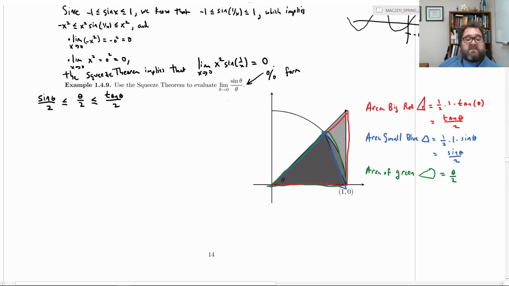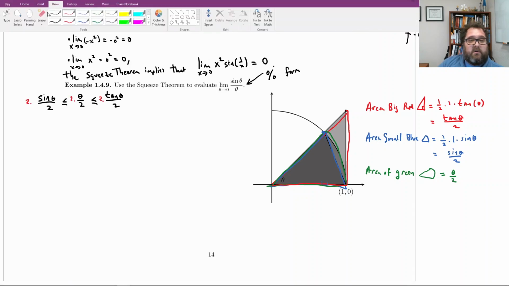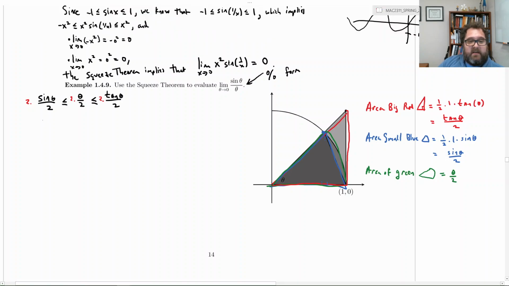First of all, notice that everything is divided by 2. So let's multiply every portion of this inequality by 2. Remember, if you multiply by a non-negative number, you don't have to worry about the signs of the inequality. And 2 being non-negative, that's going to clear those denominators, which is nice. And that gives us sine theta less than or equal to theta less than or equal to tan theta. Okay, a little better, but still not what we need. We need sine theta over theta in the middle.